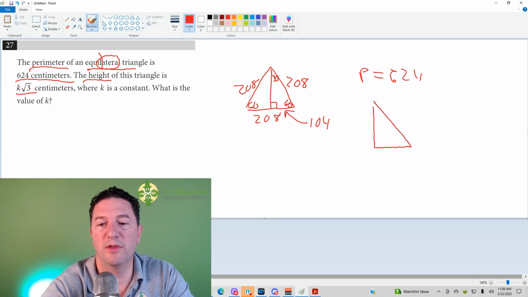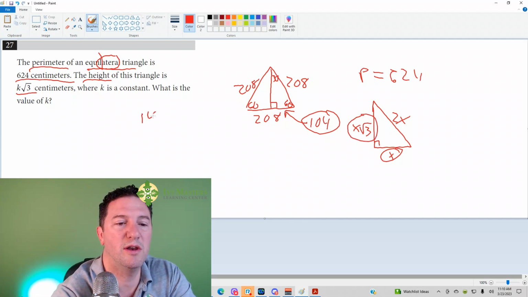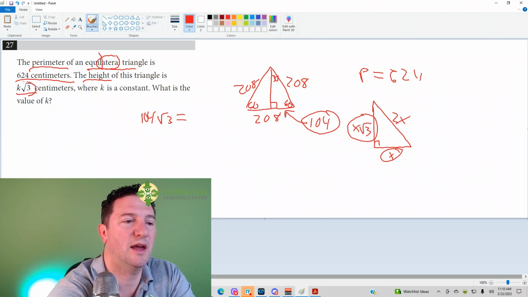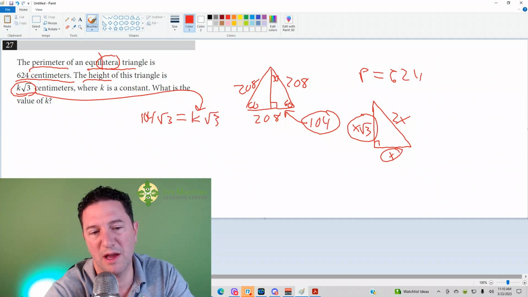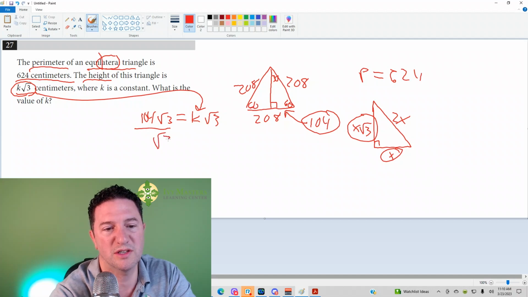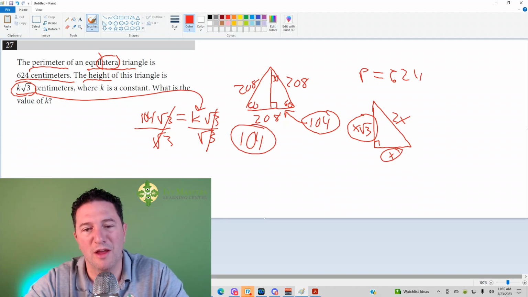So if you know the model of a 30, 60, 90 triangle, the relationship of the sides are x, 2x, and x times the square root of 3. So notice this 104 corresponds with the x. So the height corresponds with x root 3. So it's 104 root 3 equals k root 3. And you can divide both sides by root 3, or you can just see that the k corresponds with 104, which is your answer. Thank you for joining us today.